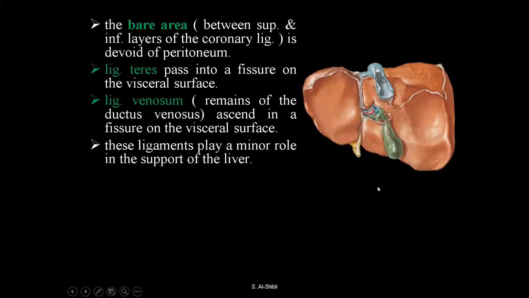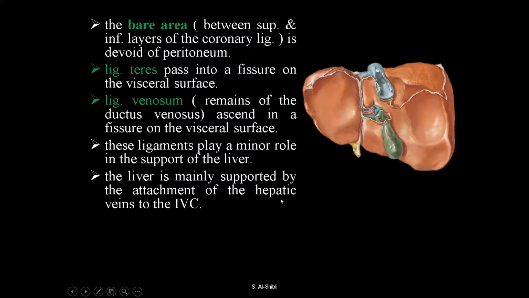Too many ligaments are related to the liver, but actually they play no role or a very minor role in supporting the liver in its position. If you open the abdomen of any individual, you will find the liver is fixed strongly in its position. But this support does not come from these many ligaments; it comes mainly from the attachment of the liver to the inferior vena cava by usually 2 or sometimes 3 hepatic veins. So keep in your mind that this support of the liver does not depend on these many ligaments attaching to the liver, but is supported by the attachment of the hepatic veins posteriorly to the inferior vena cava. Okay.